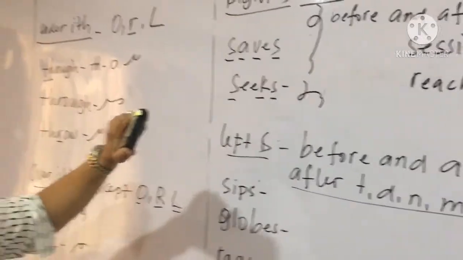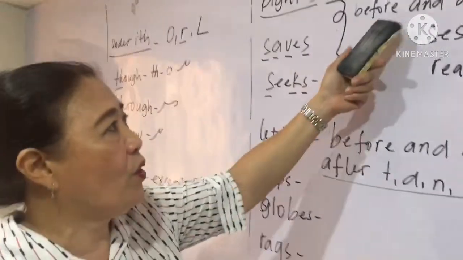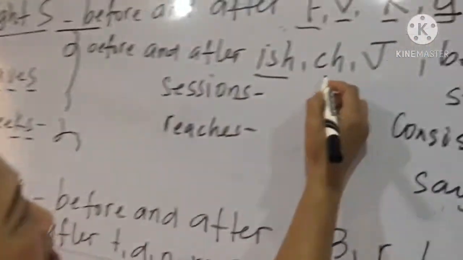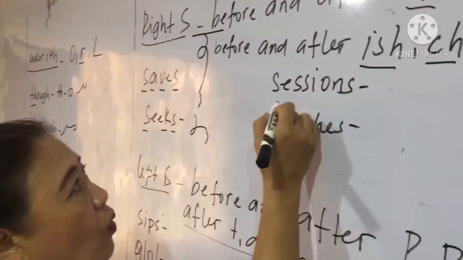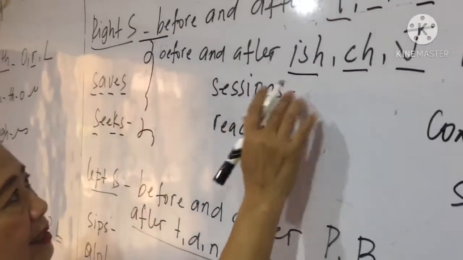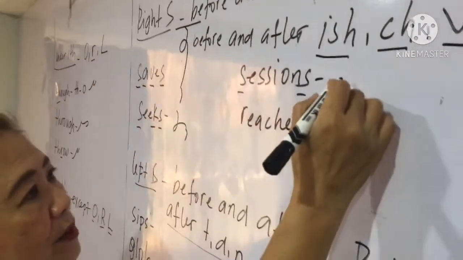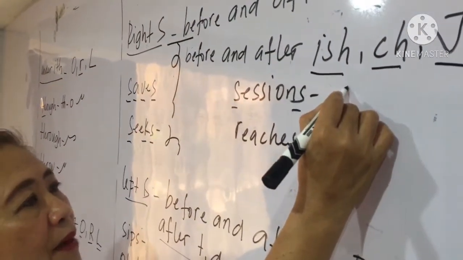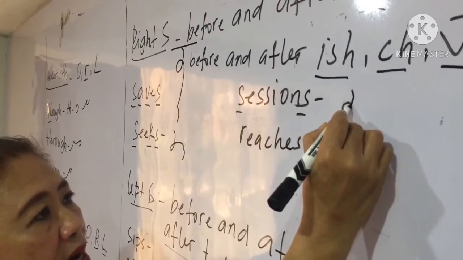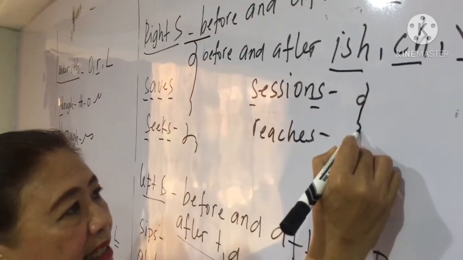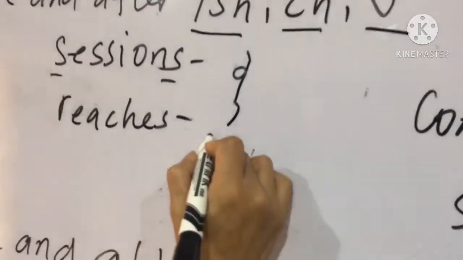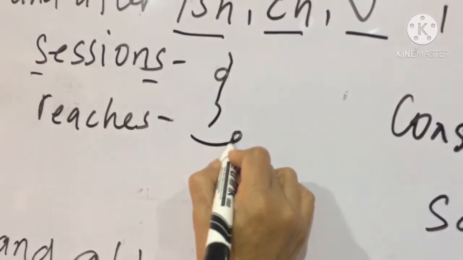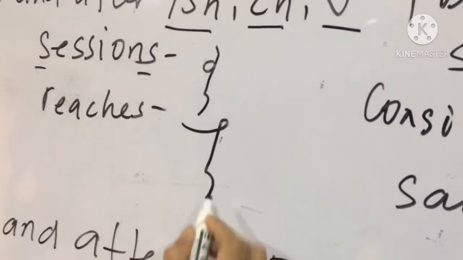Right S. And not only for the F, V, K, and G, the right S is also used before and after ISH, CH, and J. Like the word sessions. Before and after the ISH, there's an S, so the comma S is used. So we have comma S or right S, then clockwise E, ISH, and right S. So we have reaches. We have R, E, clockwise, and CH, and right S.